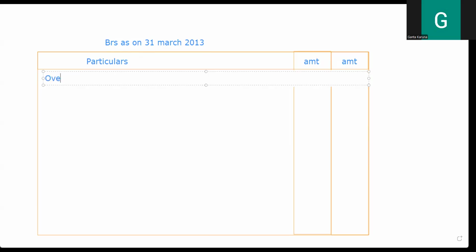So overdraft as per cash book he gave me. The amount he gave me was 4,397.50 paisa. So that is what I am going to take here, 50 paisa. Now here I'm going to add, a button called add. Then somewhere I'm going to write it here as less.